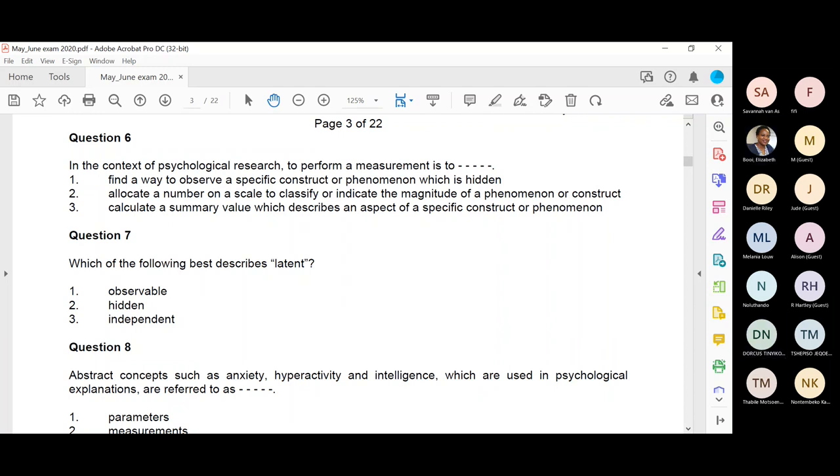Question six. In the context of psychological research, to perform a measurement is to, and this is one of those questions that I need to go hide under the tree. Number one, find a way to observe a specific construct or phenomena which is hidden. Number two, allocate a number on a scale to classify or indicate the magnitude of a phenomena or a construct. Number three, calculate a summary value which describes an aspect of a specific construct or a phenomena.